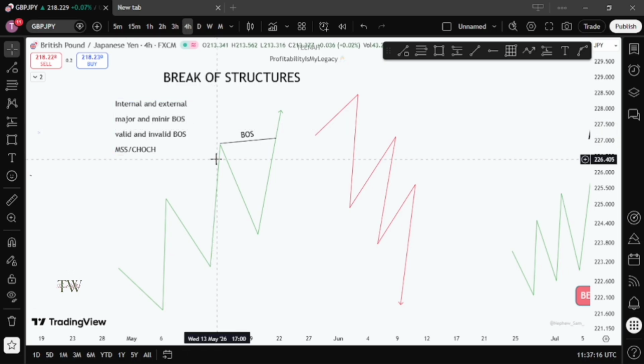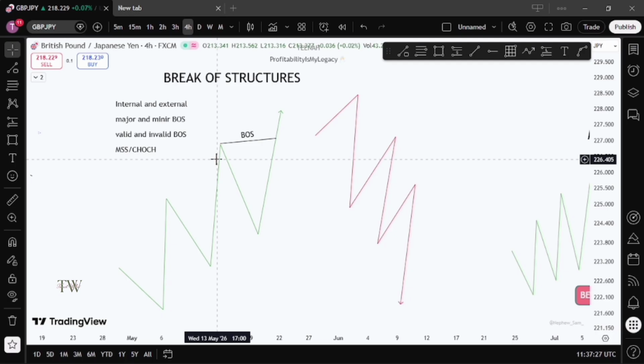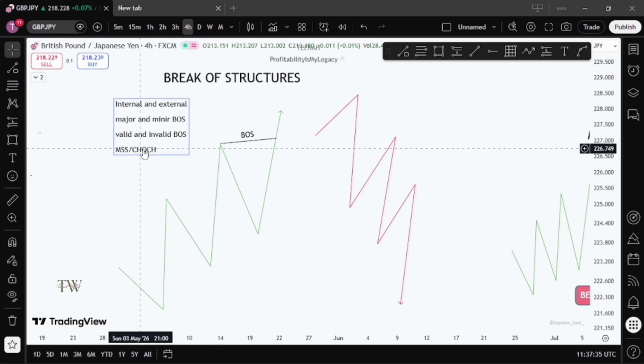of structure. Let us now talk about the market structure shift or the change of character, which is also known as the MSS slash the CHOCH. Some people call it CHOCH. I've also seen people call it CHOC. So whichever one you call it, that's the abbreviation for it. So let's talk about it.